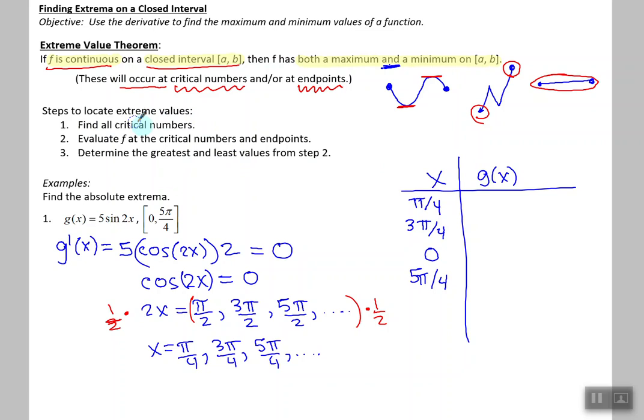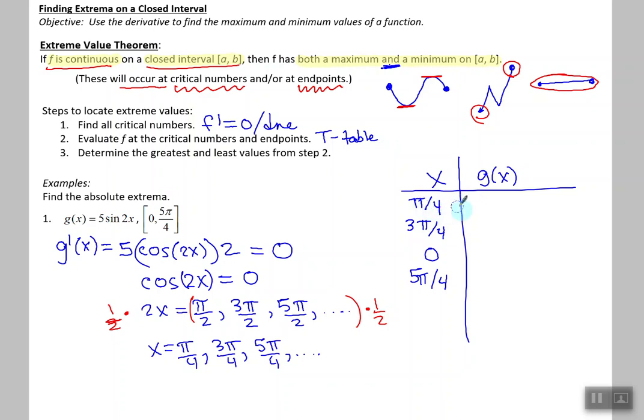Let's make a note in here that we found our critical numbers, which are where the derivative equals 0 or doesn't exist. The sine function exists everywhere. And that we're evaluating the critical numbers and endpoints in our t-table, the most organized way to do it.